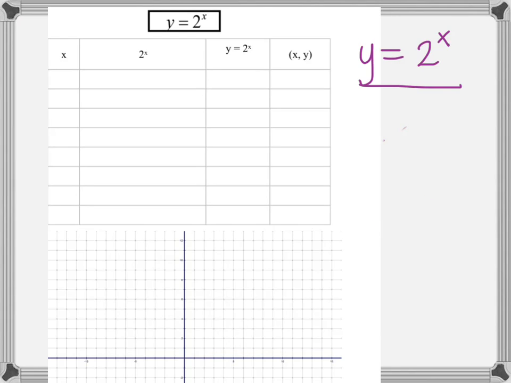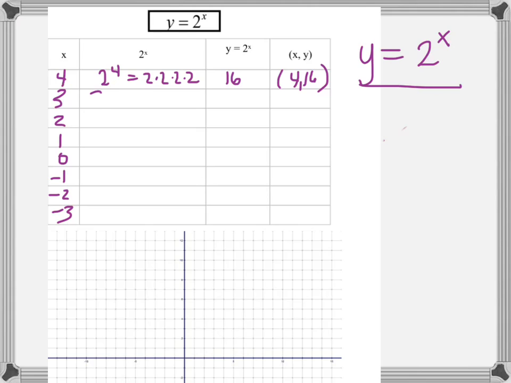So let's choose some values for x that would be helpful here. I'm going to start with 4, and I'm going to go down: 4, 3, 2, 1, 0, negative 1, negative 2, and negative 3. It's always good to choose values that are positive, negative, and the value of 0, just to see how this function behaves at those values of x. So for 4, I'm looking at 2 to the 4th. That's 2 times 2 times 2 times 2, so that's 16. Our x, y value would be 4, 16.